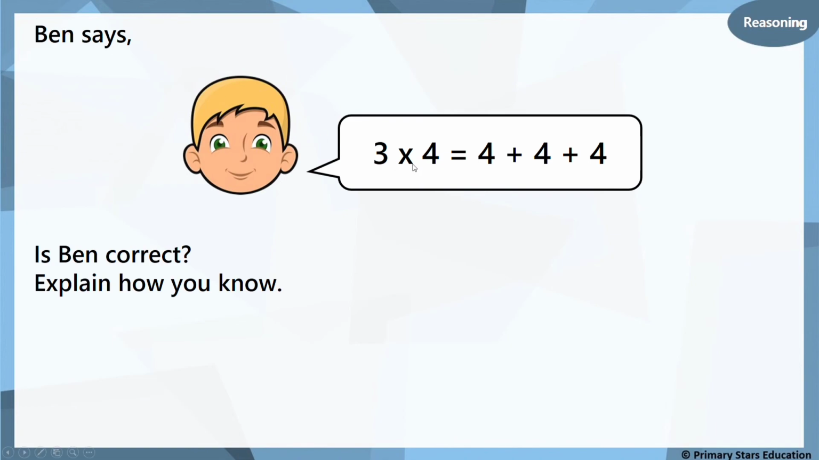Ben says 3 times 4 is equal to 4 add 4 add 4. Pause the video and work that one out. Now remember, as I always say, it's not cheating to draw pictures. Draw this and see if Ben is correct. All right, pause the video. Okay, hopefully with your adults, you've worked out that actually he is correct. And he is correct because 3 times 4 is 12 and 4 add 4 add 4 is 12. So of course they are equal.